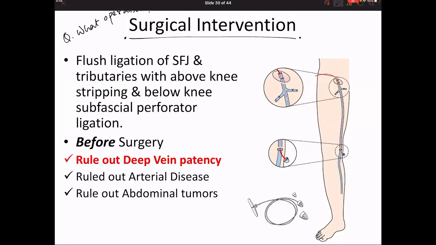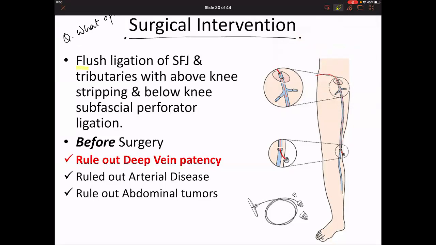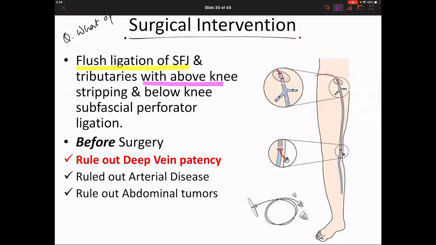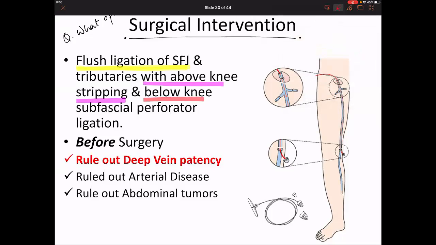Answer. So the operation is called Trendelenburg. Please see the components. Number 1, flush ligation of SFJ. I will use another color. Above knee stripping, second line. Third line, below knee subfascial perforator ligation. I have taken 3 colors, 3 lines so that you can say them independently. Then I will make you understand what these things are.